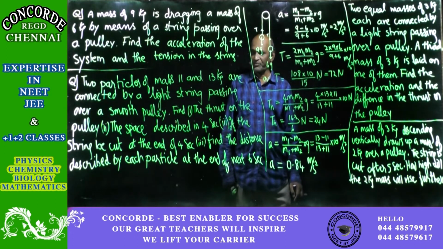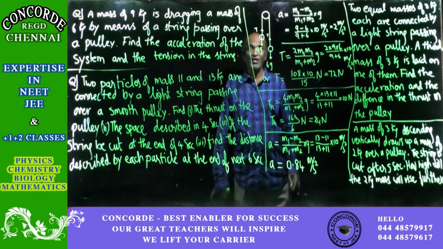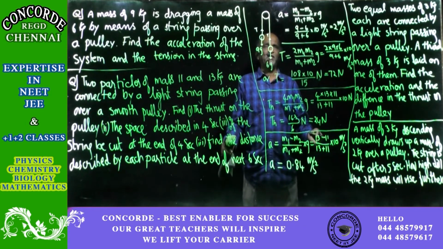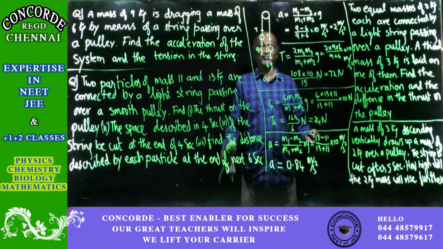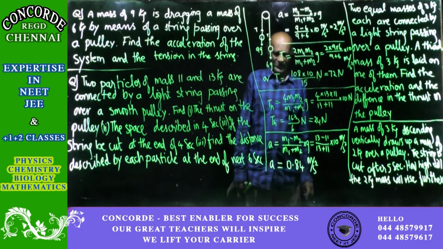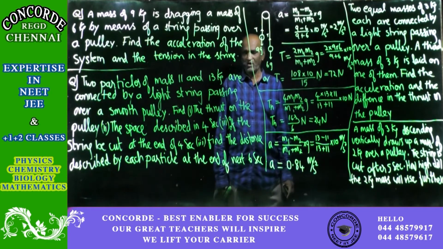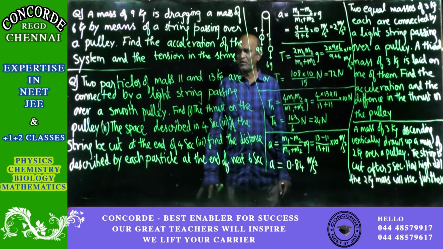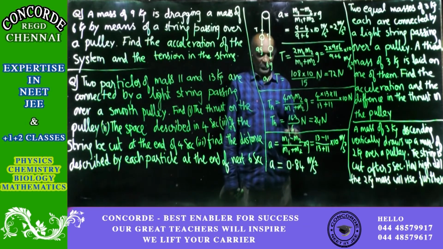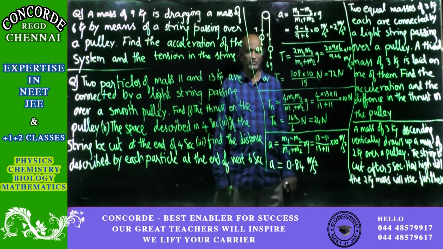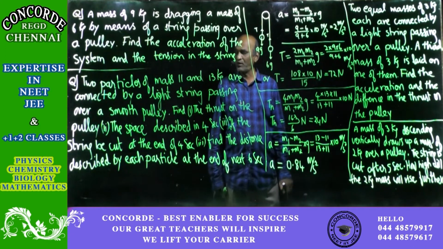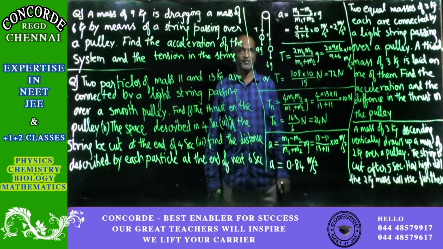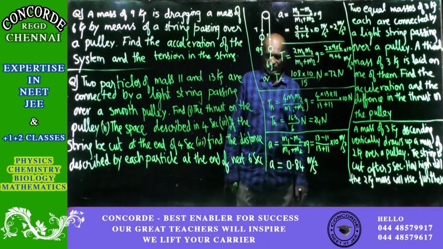Okay, find the space described in 4 seconds. When you are keeping the mass, at that time there will be no motion of the string. If the string is moving, you cannot fix the mass. So at the beginning the velocity is 0. So if the velocity is 0, space described means distance. So u is known, we have to find the distance, a is also known. And the space described in 4 seconds, so time is known. So using s and the time, you will have to solve the problem.